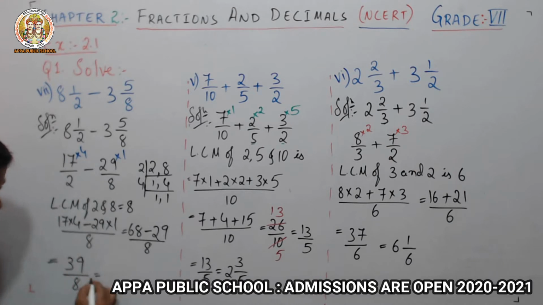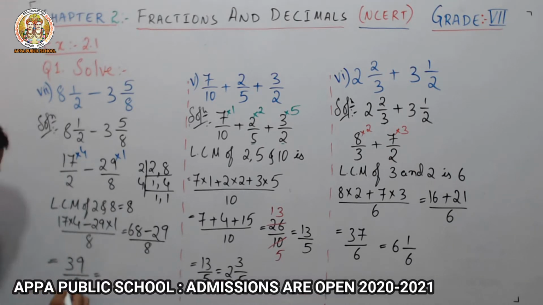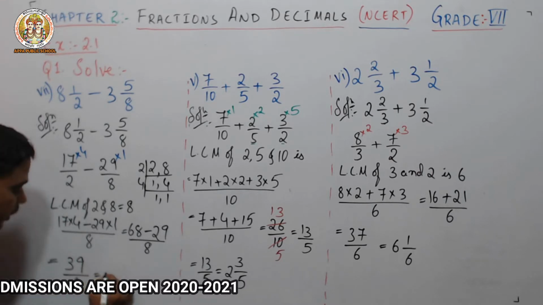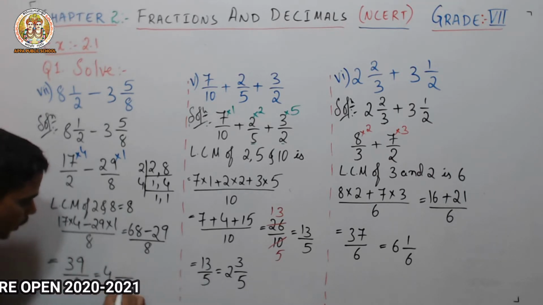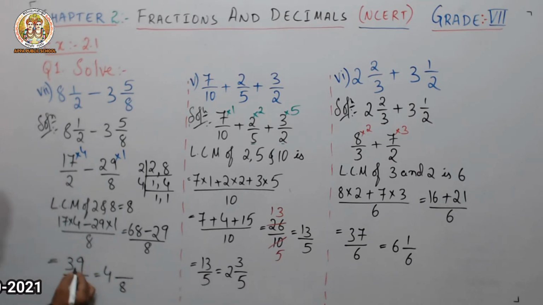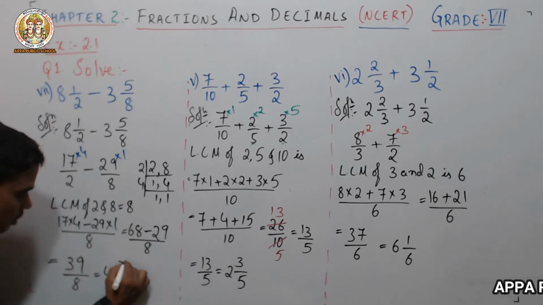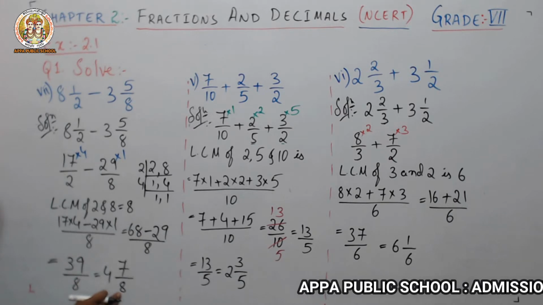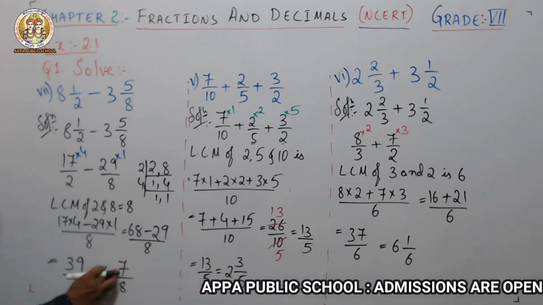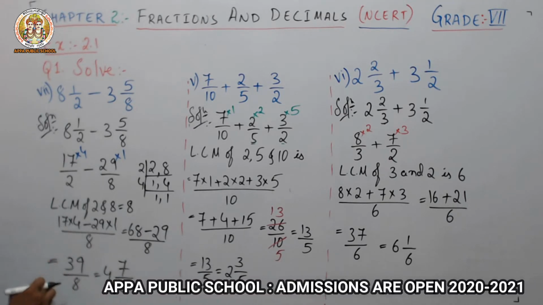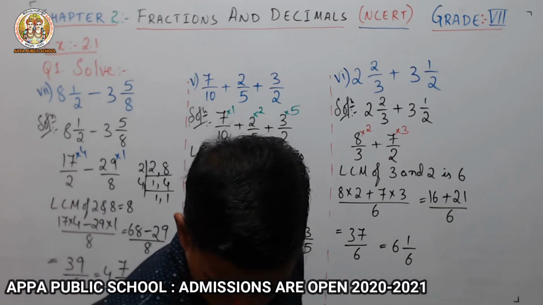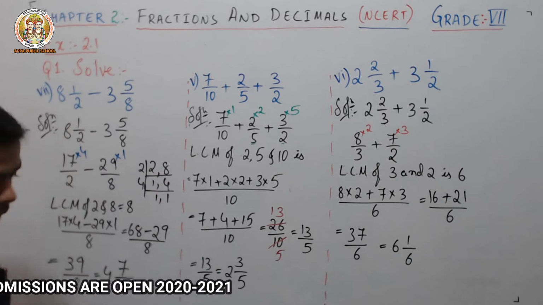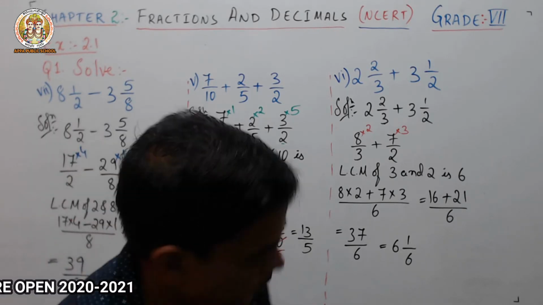So next, convert it into a mixed fraction. How will I write it? 8 5s are 40. 8 4s are 32. So I will write 4 divided by 8, because 8 4s are 32. 32 means the remaining is 7. Therefore the answer is 4 integer 7 by 8. If you multiply also, 8 4s are 32, 32 plus 7 is 39 divided by 8, right? Four integer 7 by 8. Right. Next question.